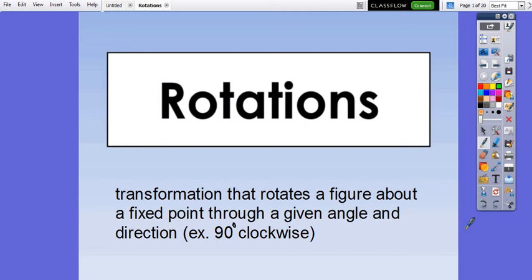Now, we watched a video the other day which explained rotations with positive degrees and with negative degrees. We're not going to do the negative concept. We're just going to think of it as clockwise or counterclockwise. All right? So remember, clockwise is rotation to the right. Counterclockwise is rotation to the left.